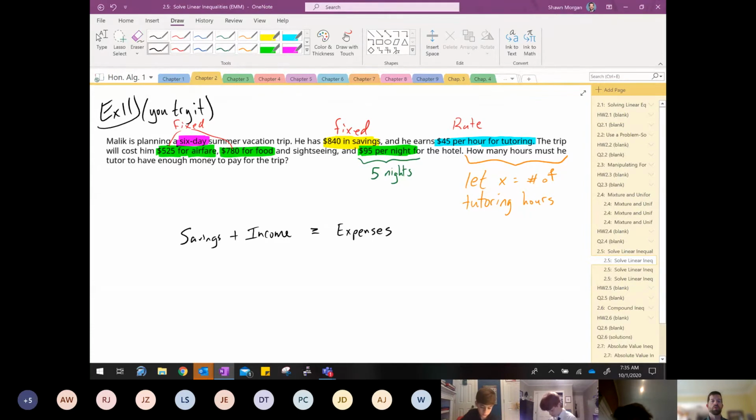Okay, so let's baby step this. Paul, give me an expression for his savings. What do we have in the way of savings? It's highlighted in yellow. Dude, I just want the savings. How much money does he have saved up, Paul? Oh, yeah, it's $840. Good. 840. Check. We got our savings.